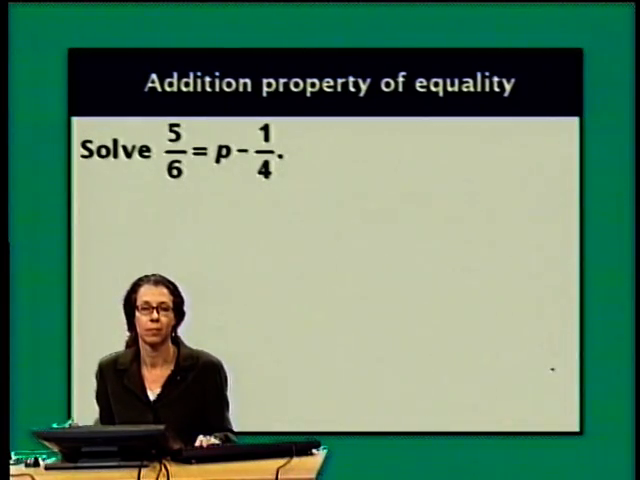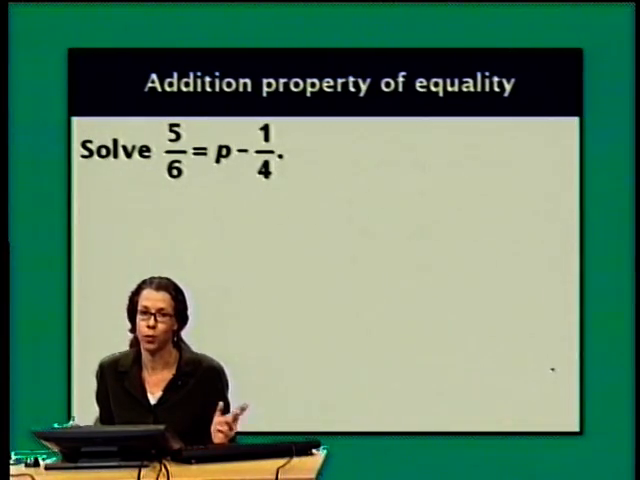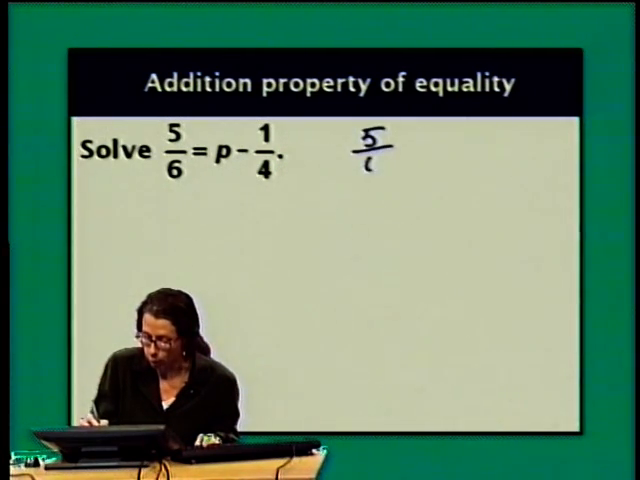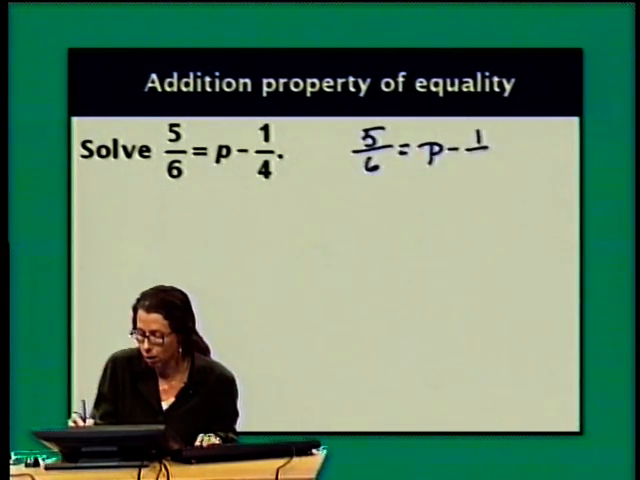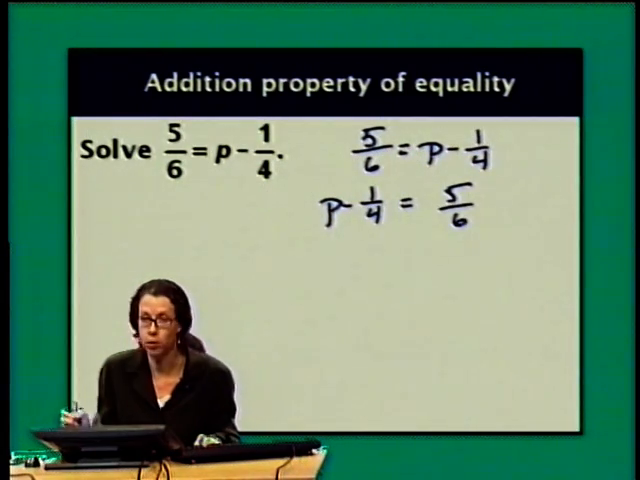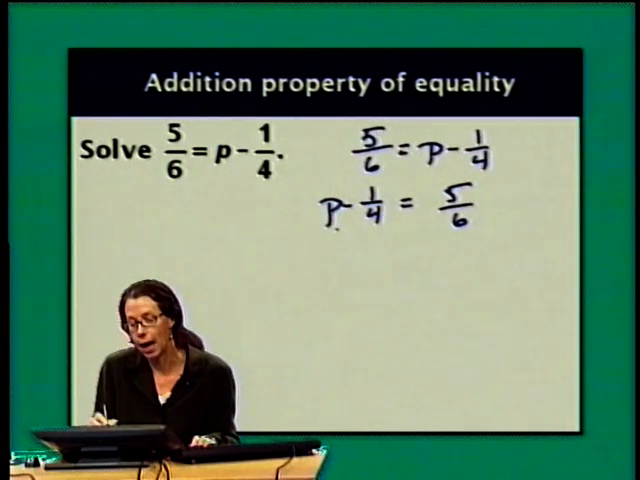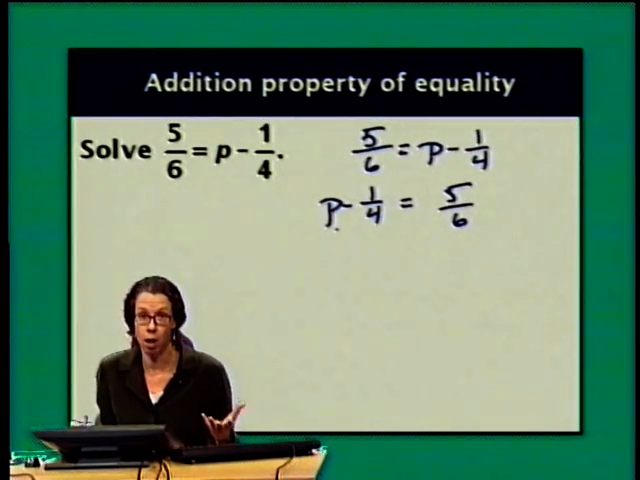Here's another example. This looks more complicated because of all the fractions, but we're going to see that the addition property of equality will work just as well here. Now in this equation, my variable p is on the right-hand side. There's nothing wrong with that. But I'm just going to switch the two sides of the equation. You don't have to do this. I just happen to like my variables on the left-hand side. So now I want to isolate p. I want p equals a constant.